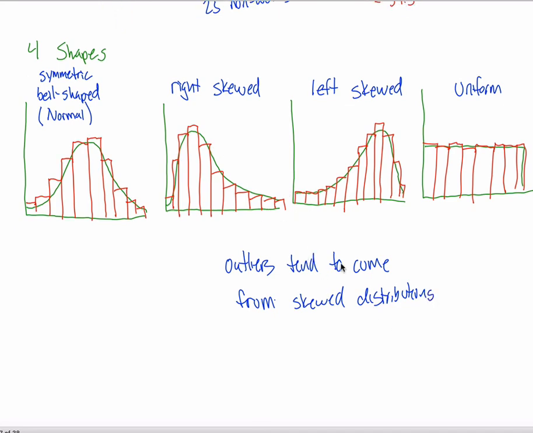Why does that matter? Why do you care that outliers tend to come from skewed distributions? Well, one of the big use cases, at least in this class, for shape is for you to determine whether you're worried about outliers or not. So before you even calculate outliers or look at anything like that, what you want to do is figure out the shape. And once you know the shape, if it's right or left skewed, you're worried about outliers. If it's symmetric, you're not worried about outliers.